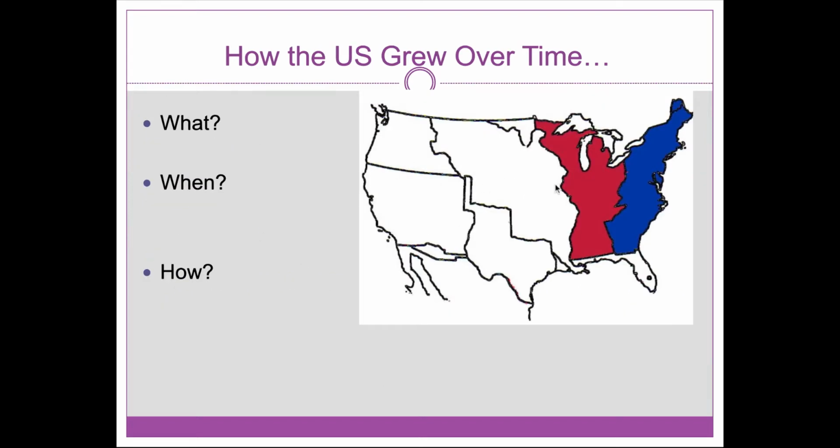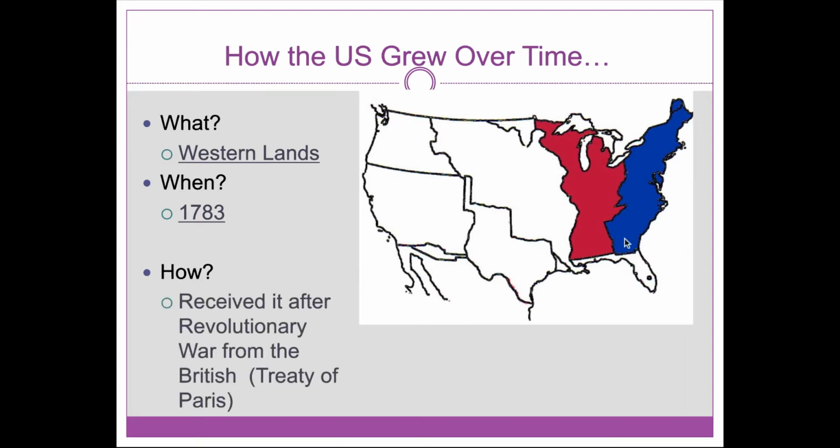Moving on. The next expansion happened with what was known as the Western lands. And the when on this was 1783. The reason or how we got this land was this was at the conclusion of the Revolutionary War. Once we defeated the British, we sat down with the British in Paris, and it was negotiated the United States would get this area that you see in red. They called it the Western lands.